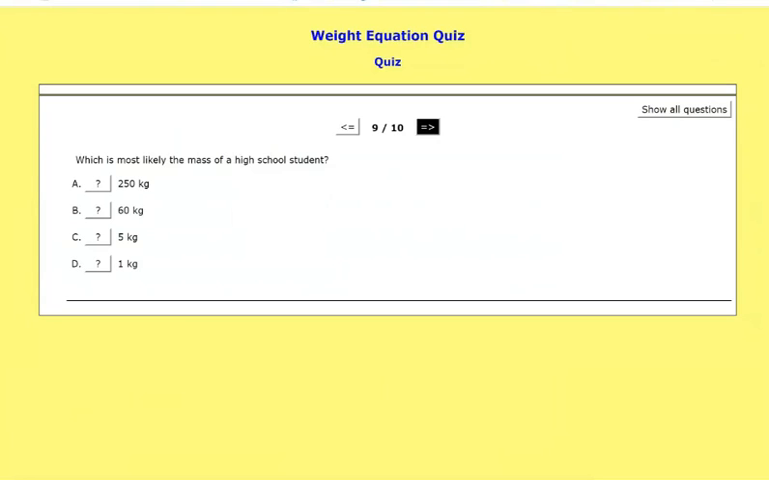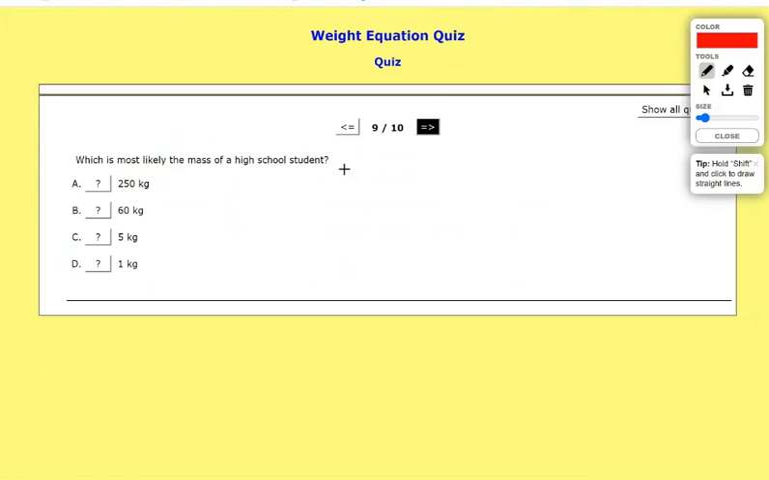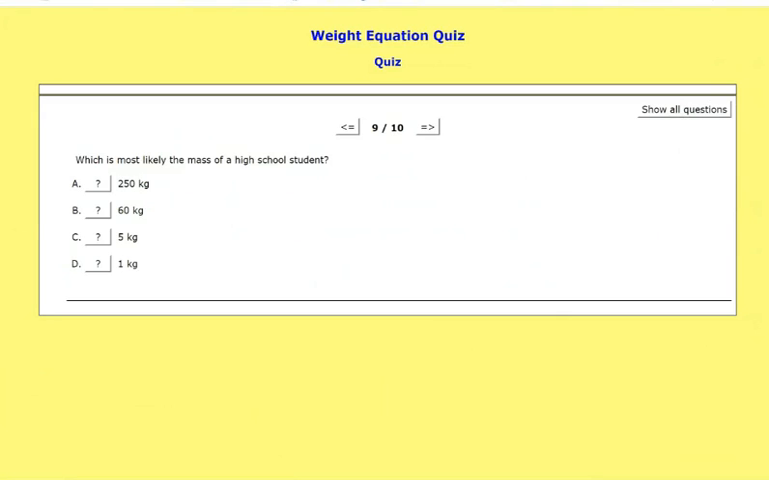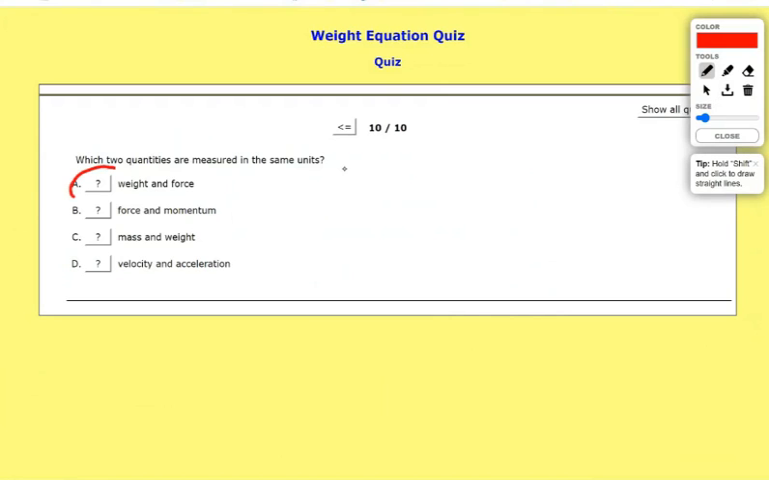Just double checking. I'm not going to ask a question like this, most likely: the mass of a high school student. I don't think they'll answer that, but I'll give you the answer. A kilogram is about 2.2 pounds, 120 newtons between a guy and a girl. Probably would never ask that question again. All right, 10. What is in the same units? Well, weight is newtons and force is newtons. So that was a good one.